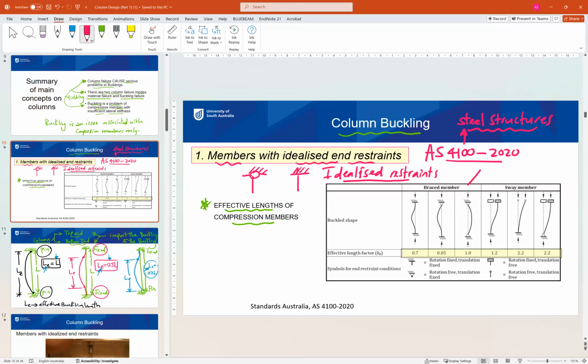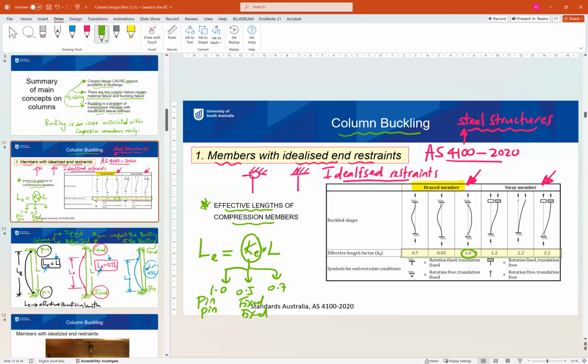The first step is we have braced members and sway members. Let's focus on the braced member first. For a braced member, as I showed you earlier, if we have a pin-ended column, how much is the factor Ke? Ke is 1. What does this mean? This means that L effective has a relation with L, which is Ke. So Ke is the factor I showed you earlier. It is 1 for pin, 0.5 for fixed, and 0.7 for pin-fixed. So in this case, Le equals L.